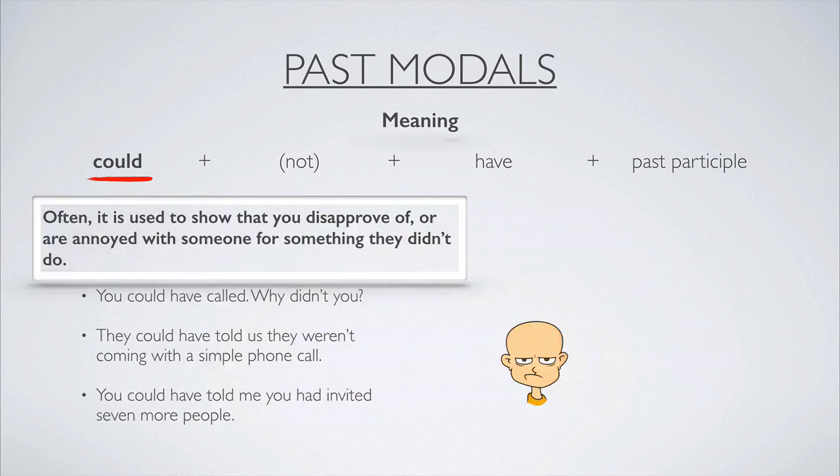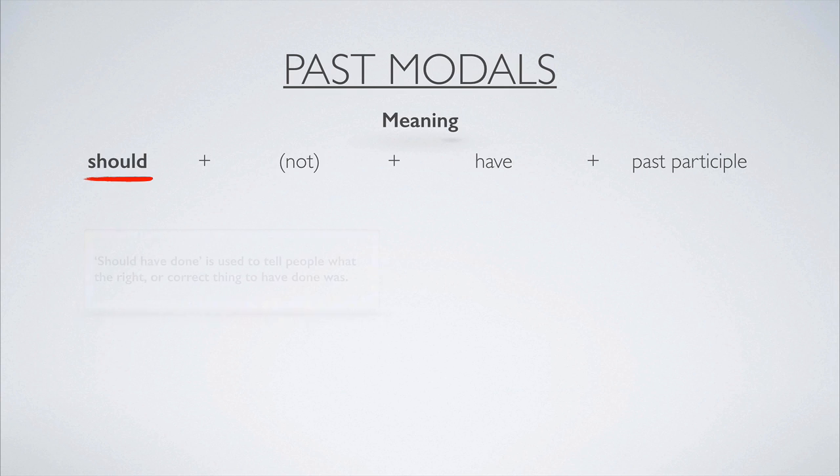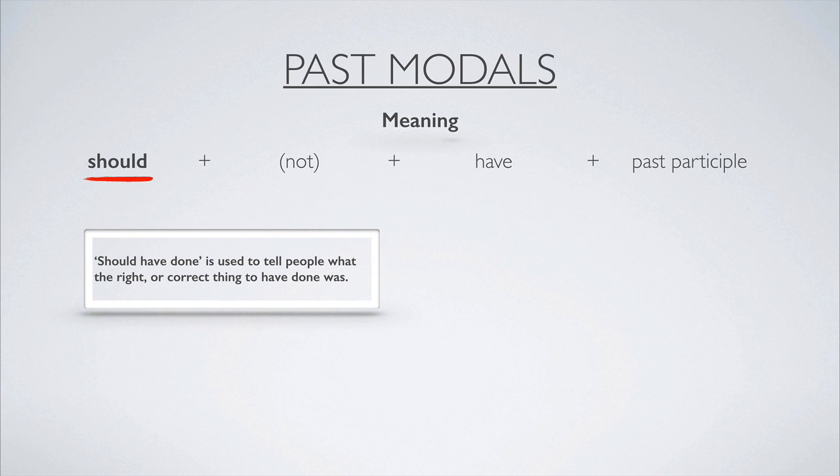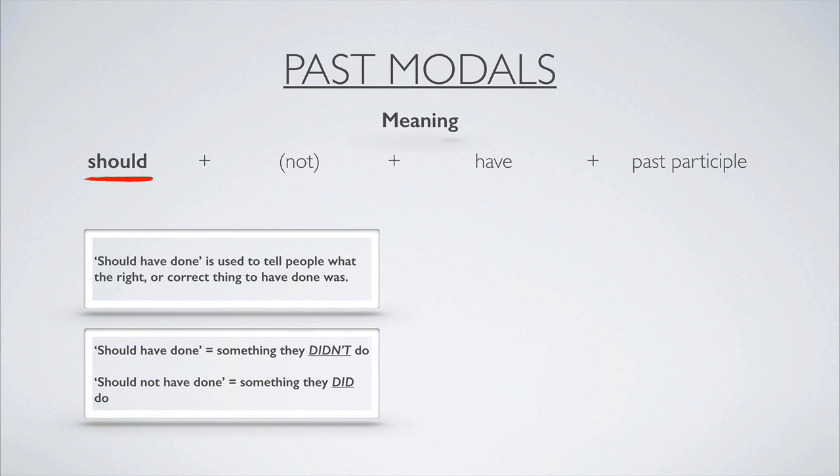On to should. Should have done is used to tell people the right or correct thing to have done in the past. If you say a positive sentence, you're talking about something they didn't do. If you use a negative sentence, you're talking about something they did do. For example, you should have gone to Jeju Island. Did he go to Jeju Island? No! You shouldn't have spent the whole day in the hotel. Did he spend the whole day in the hotel?